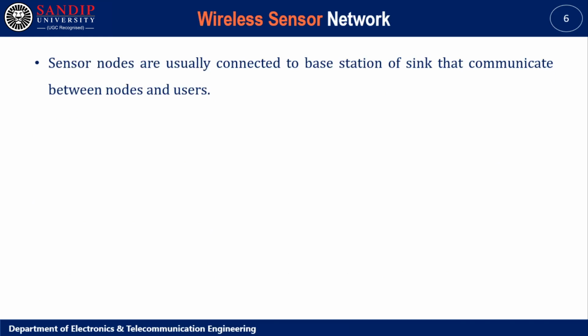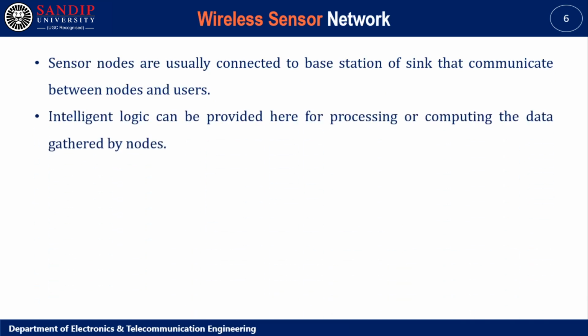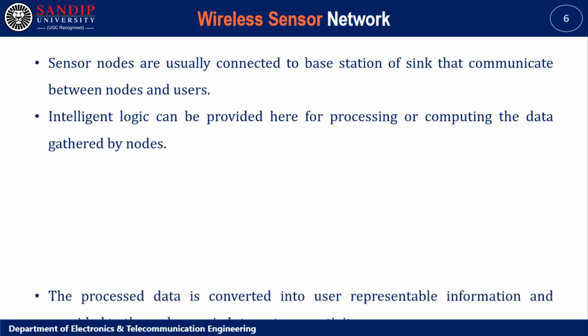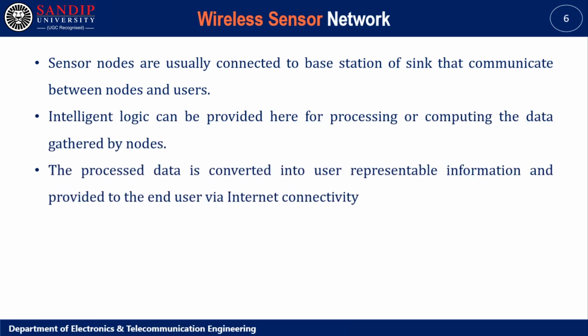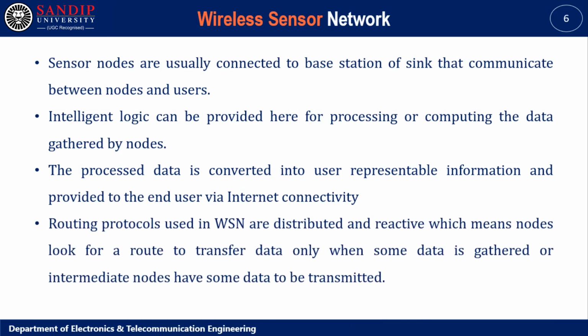Sensor nodes are usually connected to a base station or sink that communicates between nodes and users. Intelligent logic can be provided here for processing or computing the data gathered by the nodes. The processed data is converted into user representable information and provided to the end user via internet connectivity.